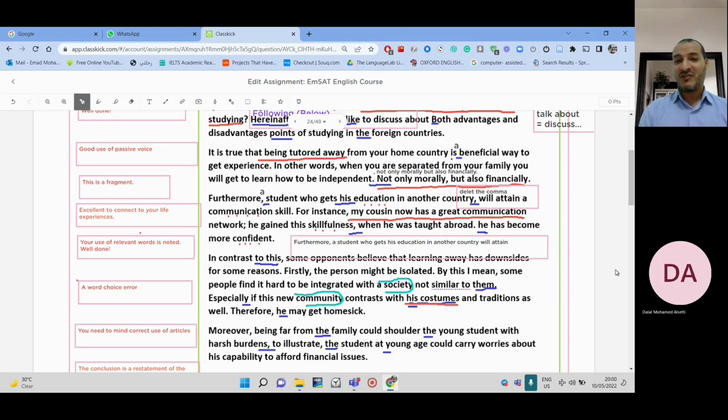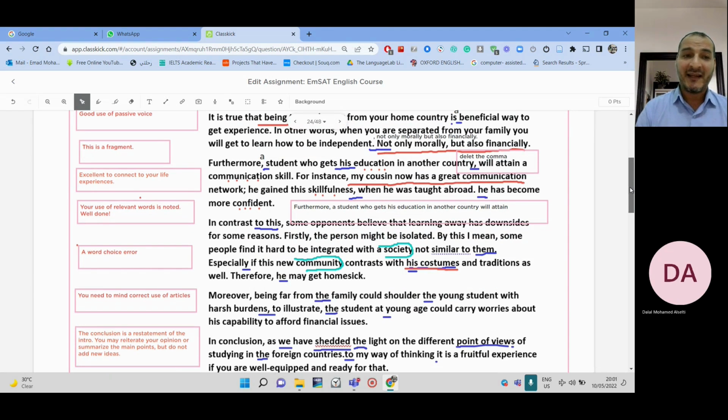I like your structure. You use simple sentences, and you use present perfect. I mean, simple tense and present perfect tense, past, a variety of tenses. That's great. That makes your mark get higher. You don't use simple structure. Use a variety of structures. This is what I like. Also here, your use of relevant words is noted. Well done. You use relevant words like skillfulness, communication, education, confident. I like this use of words.